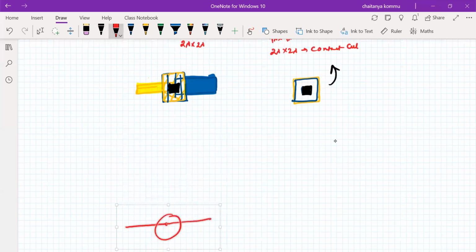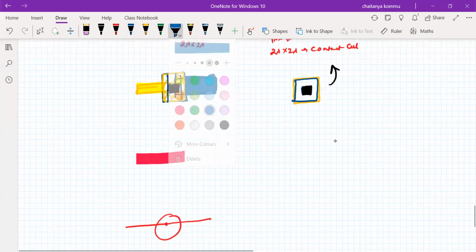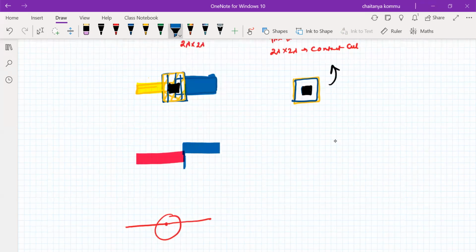Polysilicon to metal. For example, polysilicon, I'm drawing it here quickly. Metal, I have to draw also. For example, 3 lambda. So the overlap region is 4 lambda by 4 lambda.